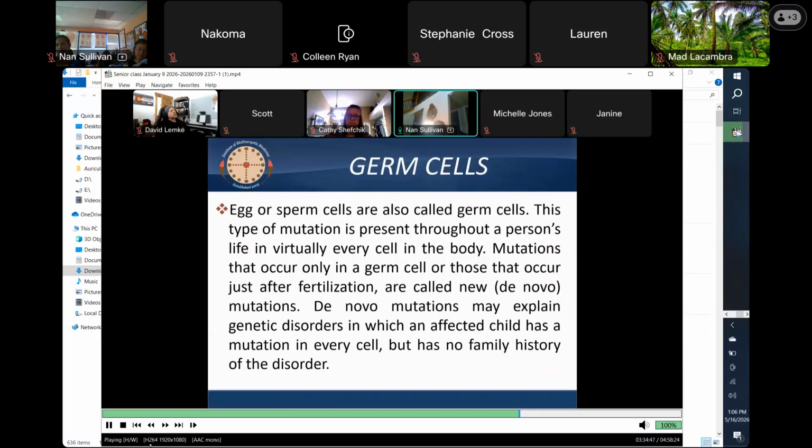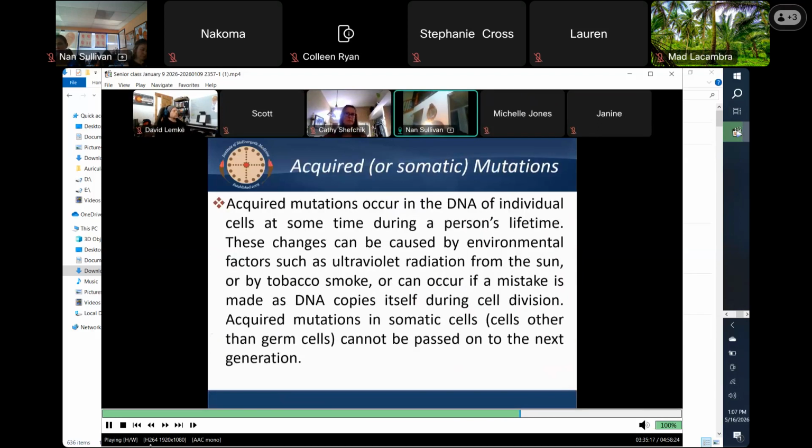Mutations that occur only in a germ cell or those that occur just after fertilization are called new mutations, de novo mutations. De novo mutations may explain genetic disorders in which an affected child has a mutation in every cell, but has no family history of the disorder. Acquired mutations or somatic mutations occur in the DNA of individual cells at some time during a person's lifetime.